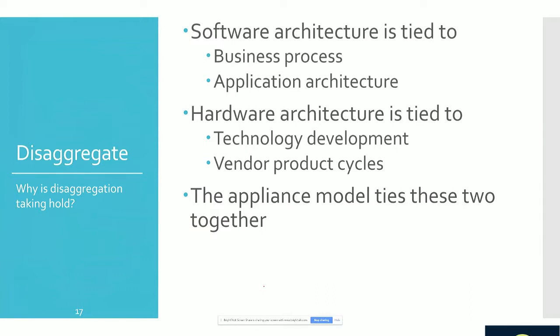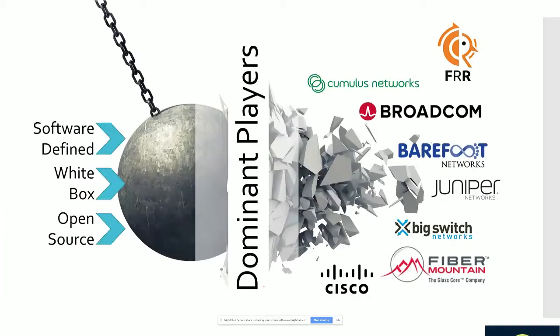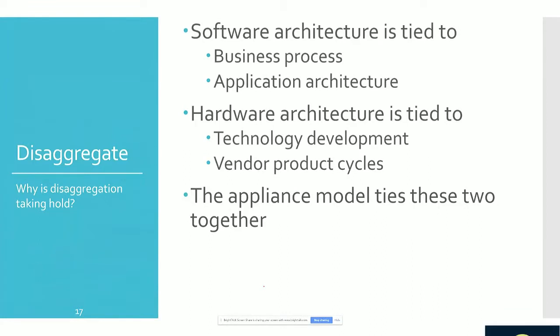Why would you disaggregate? Why is disaggregation taking hold? Why are we getting into this market? Because it seems so much simpler just to buy from a single vendor. Why am I actually buying from all sorts of different vendors or building things myself? The first reason is that my software architecture is tied to my business processes and my application architecture. These are really important. I want to bring my software life cycles and my software architecture closer to my business rather than closer to my vendor's business or rather than closer to my hardware. So to do this, I need to separate my software from my hardware.